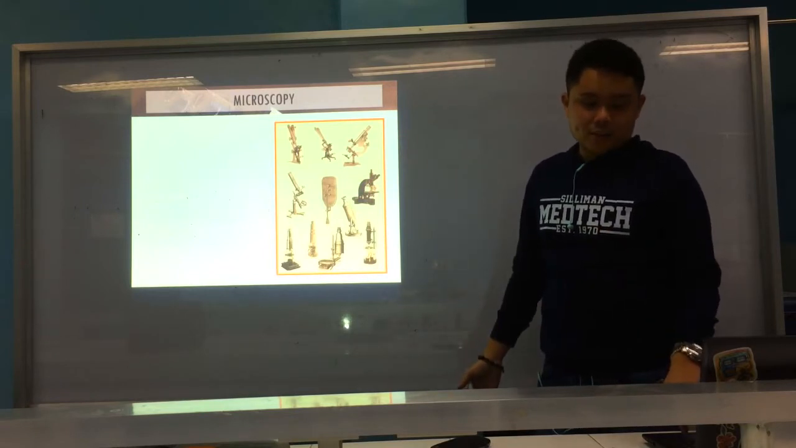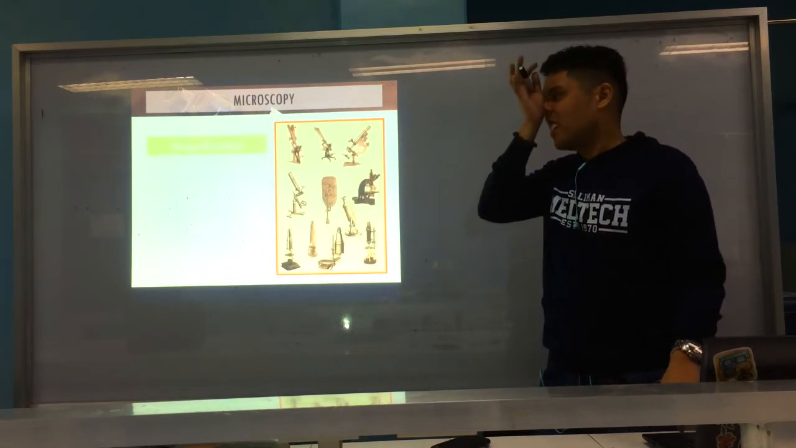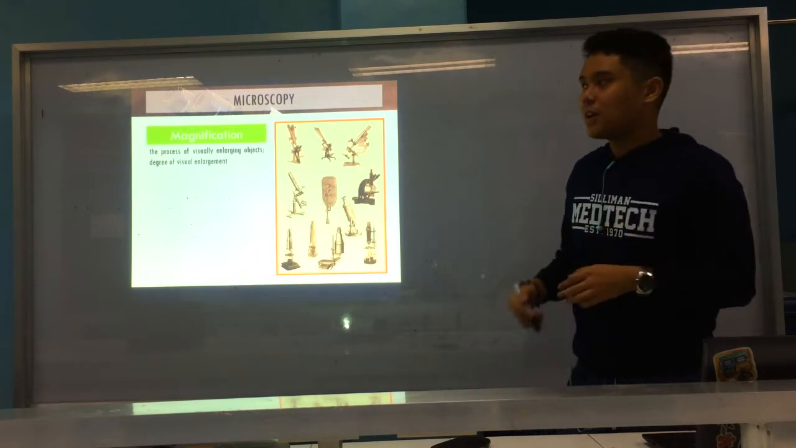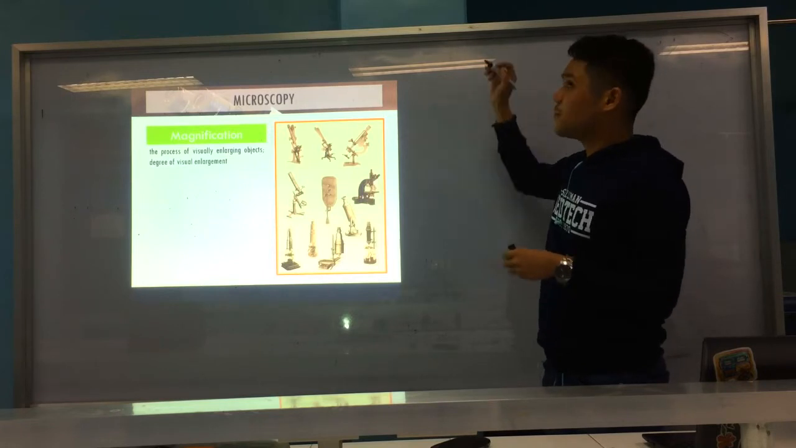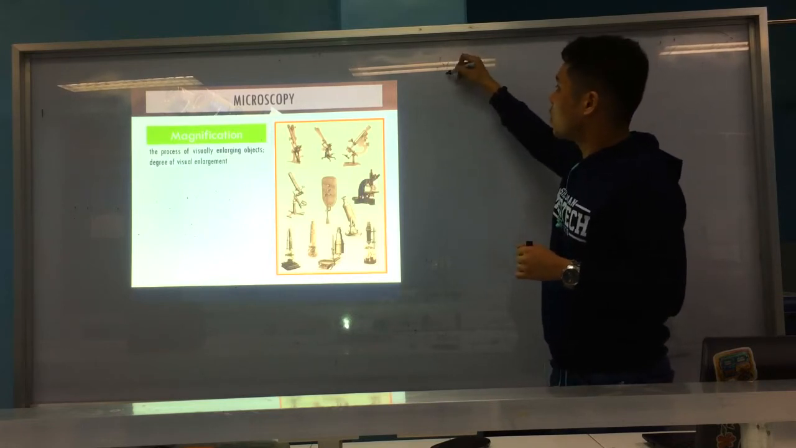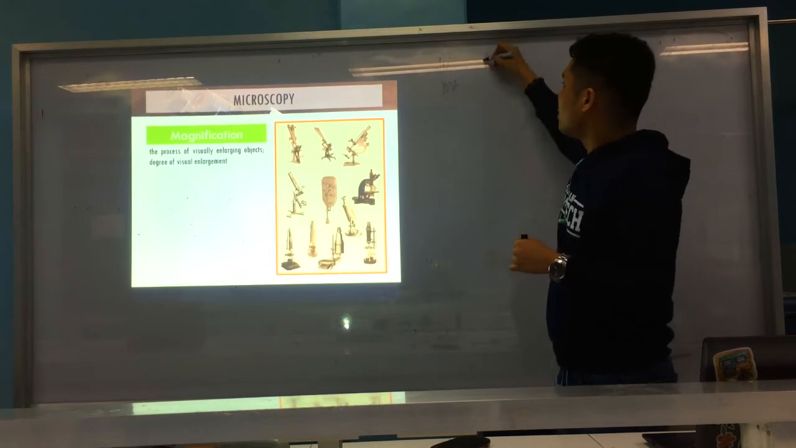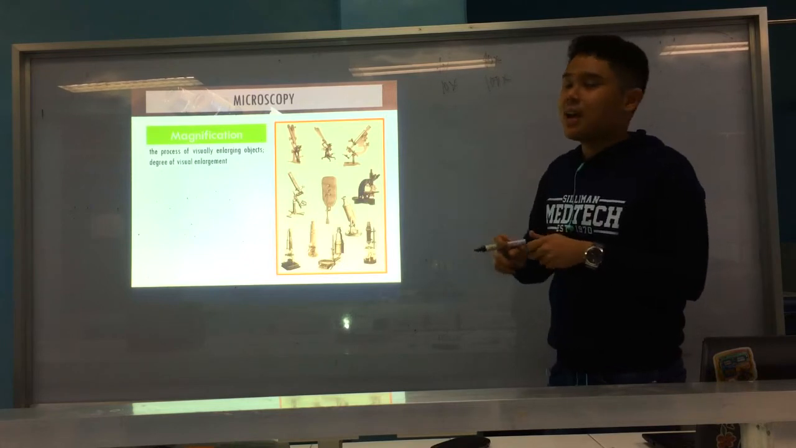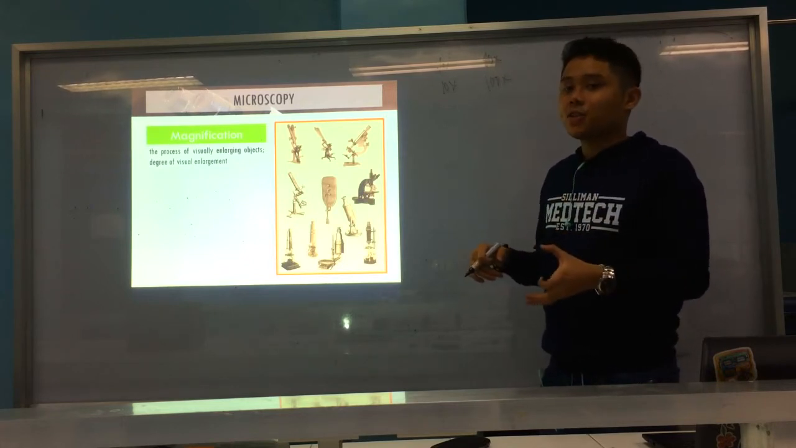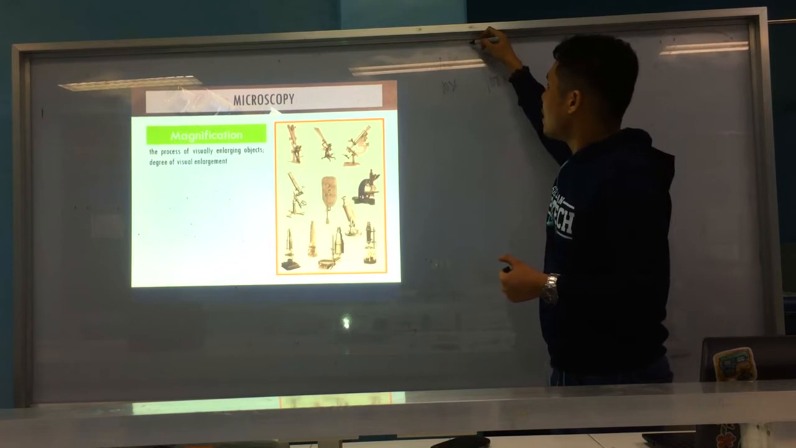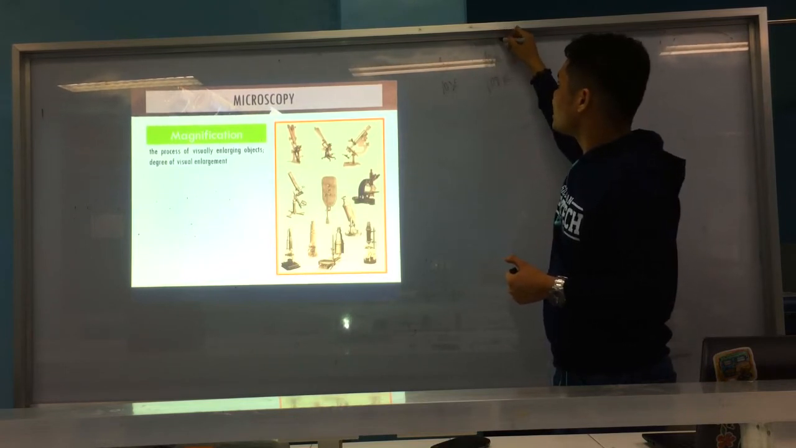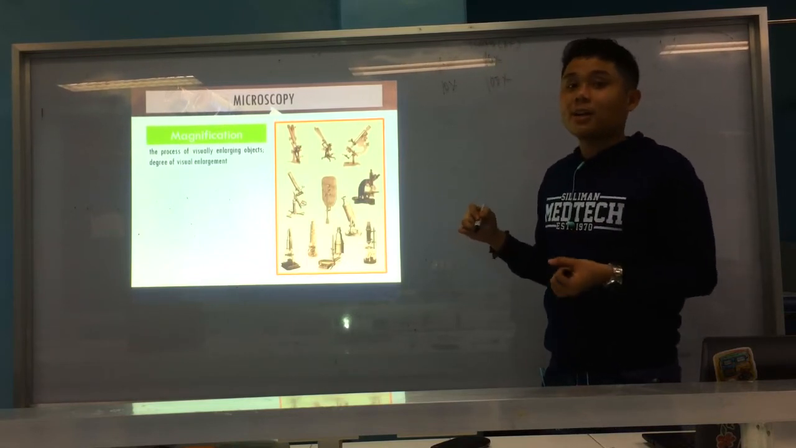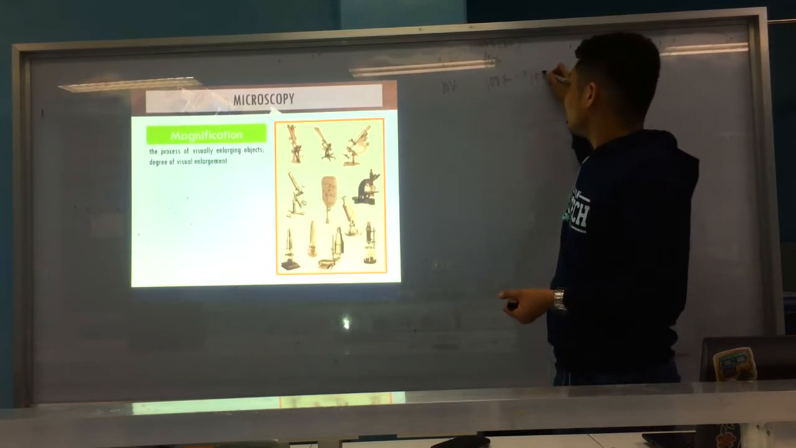Next, some definition of terms. Magnification is the process of visually enlarging objects, and the degree of visual enlargement. Usually, we have 4 types of magnification: 4x for scanner, 10x for low power, 40x for high power, and 100x for oil immersion objective. If you're asked for the total magnification, you multiply this with the magnification of the oculars, which is always 10x. So if I'm using the oil immersion objective, then that's 1000x.